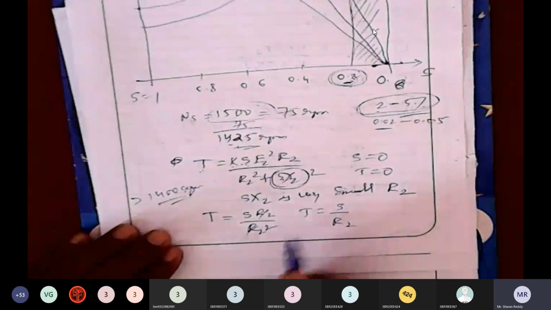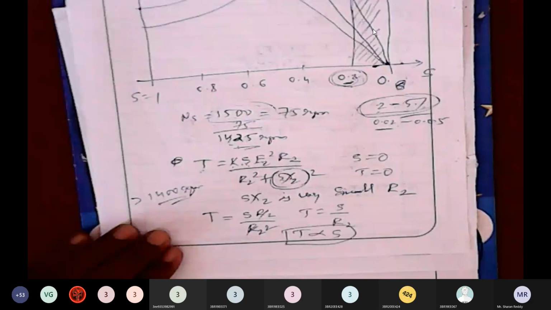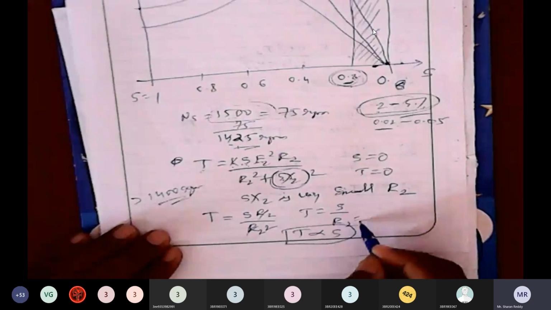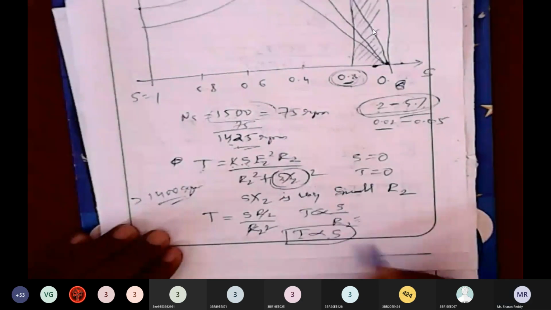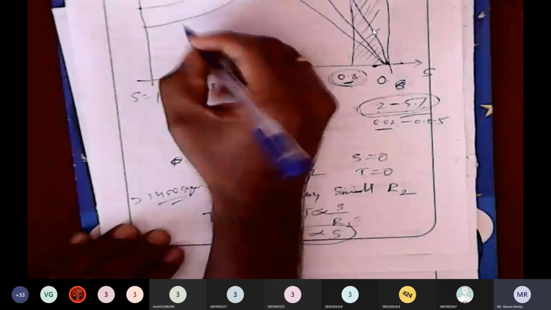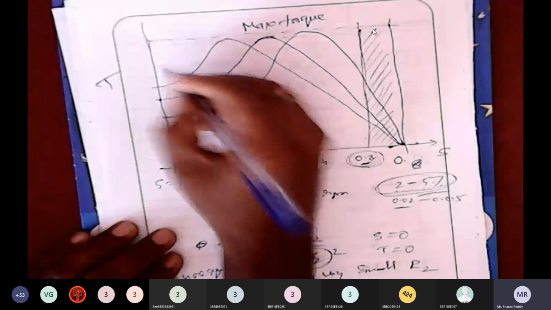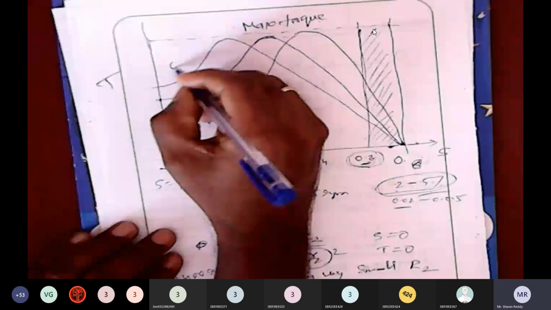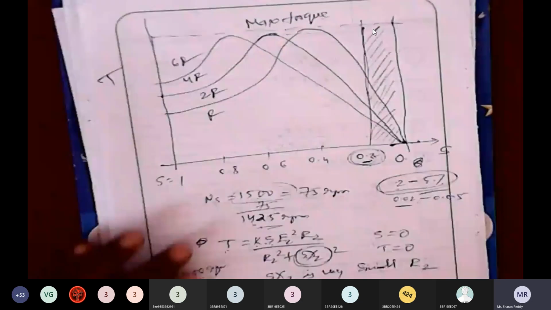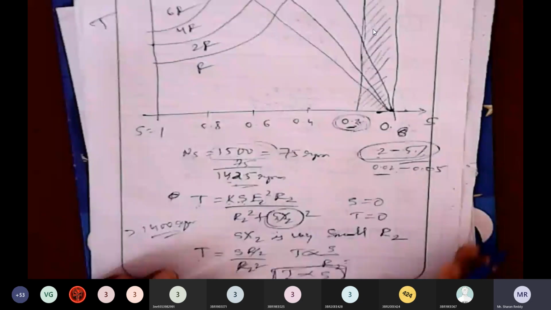So from this equation, what you can get is that torque is directly proportional to slip. For fixed values of R2, torque is directly proportional to slip. R2 is also constant. For a fixed value, this is R, this is 2R, this is 4R, something like 6R. The value of R is fixed for different values of rotor resistance, so we can have different plots. Under normal operating condition, the torque is directly proportional to the slip.